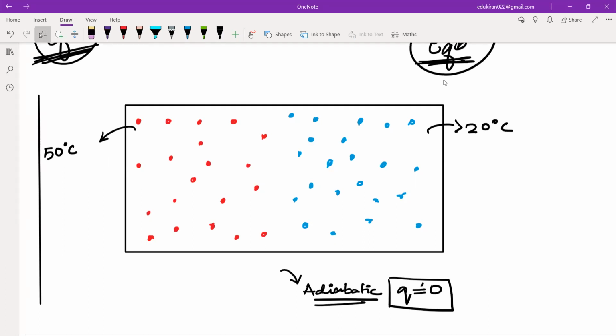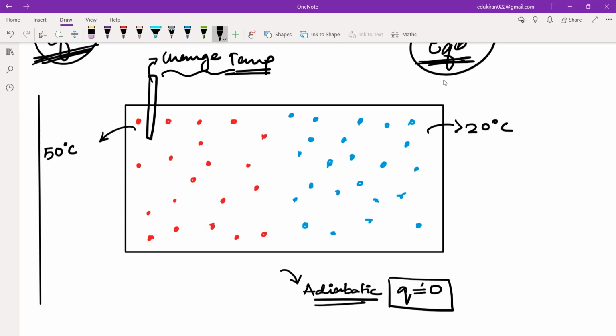Now, when they are mixing with each other, what is the most important change you will see? If you place a thermometer here, while these gases are mixing, you can say that there is a change in temperature. The temperature will start changing. Now, will the temperature keep changing, or will it become constant at a point? It will become constant at a point.